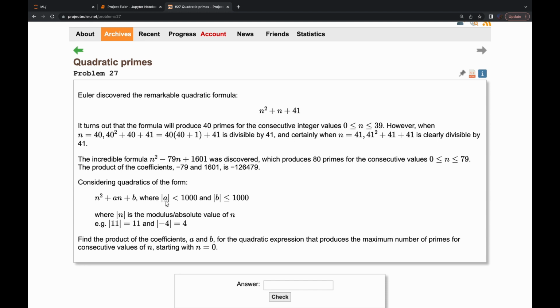Now the question is asking, for all these cases, a less than 1000, that means a can change from minus 999 to plus 999, and b will be minus 1000 to plus 1000. For all these combinations, what is the maximum number of consecutive primes we can get? That means for n from 0, up to which value of n can we get consecutive primes? That's what it's asking. Please note one thing. In this case, we have b equal to 1601, which is greater than 1000, so we may not get this number in our search. But okay, let's see how we can solve this problem.